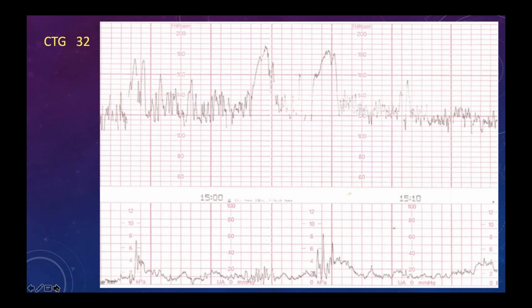Okay. Who wants to do? Shall I take it, ma'am? Yes. There is about one contraction in 10 minutes, with a baseline heart rate of about 120, with good variability and accelerations, no decelerations, normal CTG. Very good.